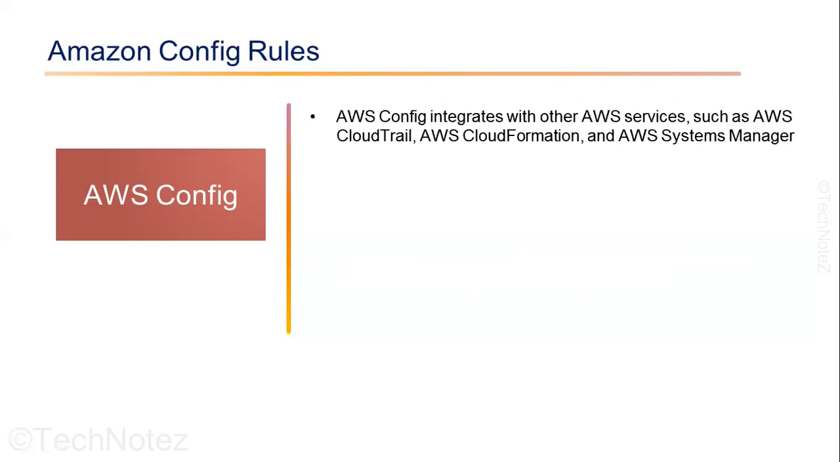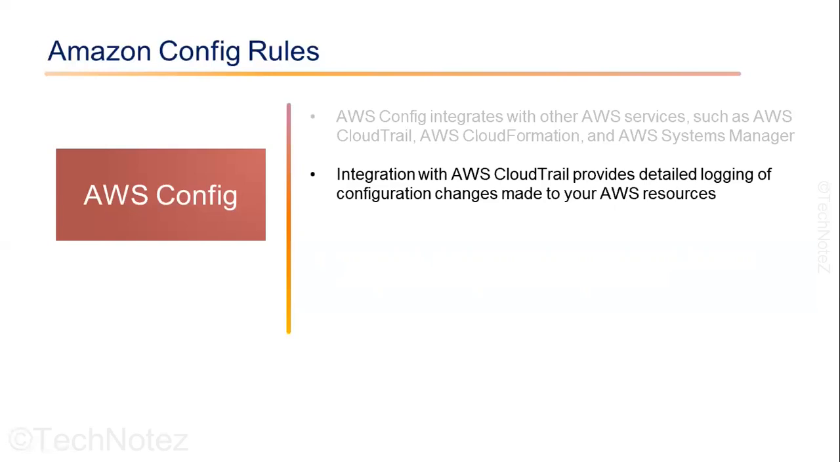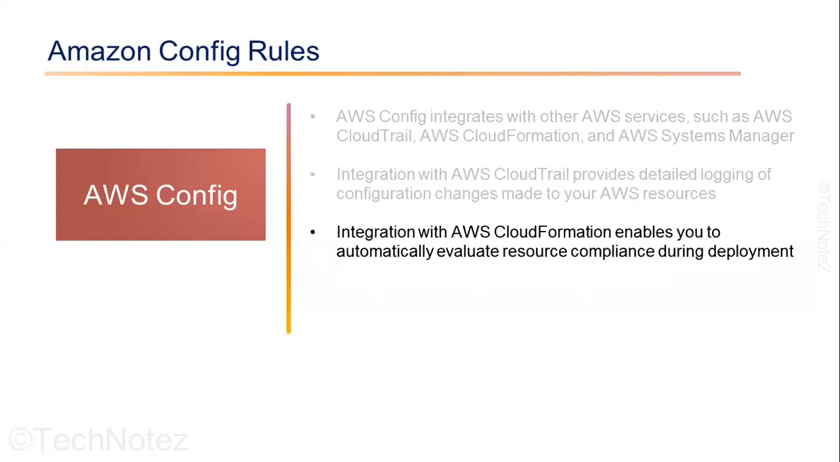AWS Config integrates with other AWS services such as CloudTrail, CloudFormation, and Systems Manager. Integration with AWS CloudTrail provides detailed logging of configuration changes made to your AWS resources. Integration with AWS CloudFormation enables you to automatically evaluate resource compliance during deployment.